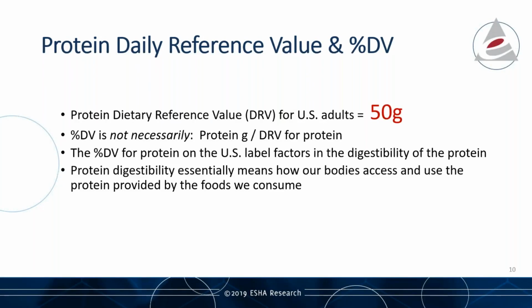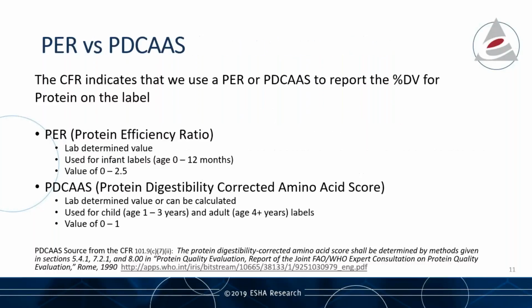And protein digestibility, in very, very simple terms, essentially means how well our bodies can access and use the protein in the individual amino acids provided by the foods we consume. So the nutrition label reports the total grams of protein in the food, but the %DV is a reflection of the percent contributed by the amount of digestible protein.